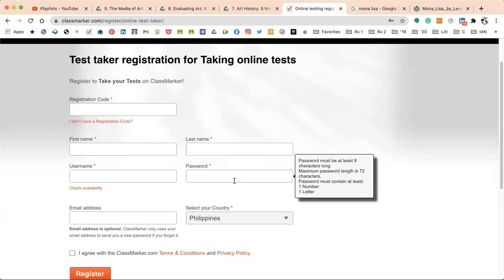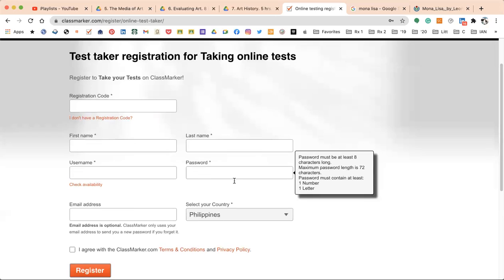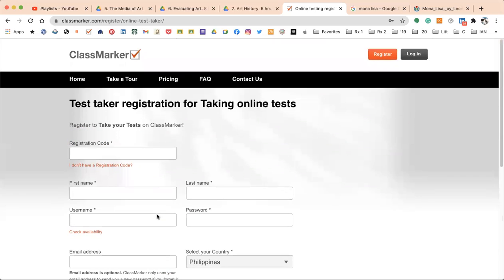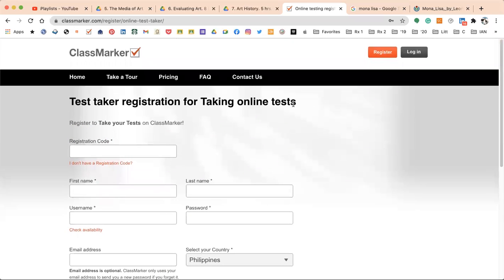But I'm just telling you right now, feel free to have your accounts reset every single time, but know that you will have minus 10 for every time that I'm going to reset. So if I'm going to reset your account twice, that's minus 20 already direct to your examination. And your exam is usually around 60 or over 70. So warning na yan ha. I hope I will not be resetting any account for the exams. Write your email address, choose Philippines or wherever you are right now. Click that I agree with the class marker, register, and you're on your way to take the examination.